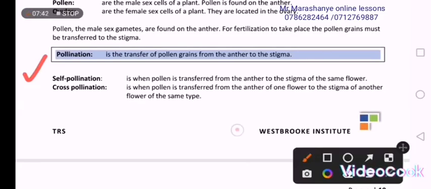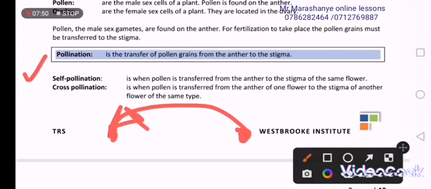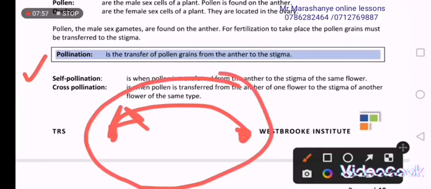My pollen grains go from the anther to the what? To the stigma, but within one flower. That is self-pollination. Cross-pollination means that my anthers approach my pollen grains, but my pollen grains move from this flower to another flower. So it is a transfer of pollen grains from one flower to another flower of the same type.